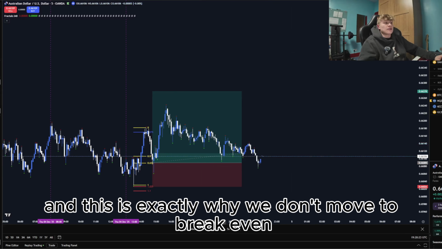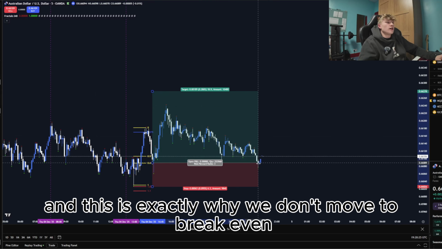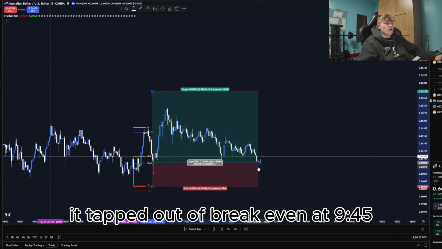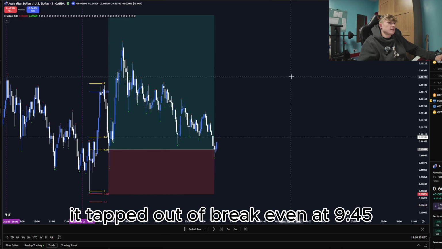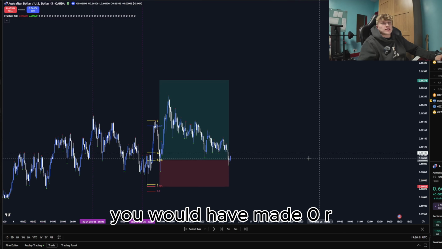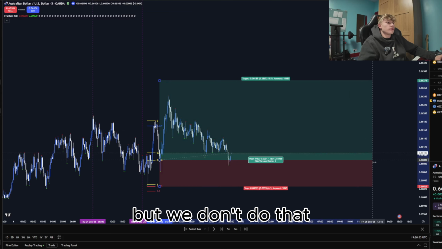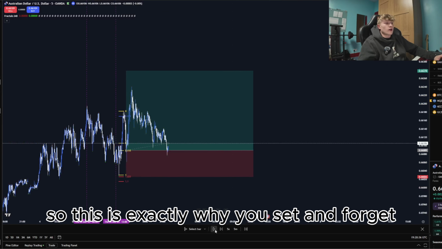Now, this is exactly what we've seen in the backtesting, and this is what happens a lot, and this is exactly why we don't move to break even, because you can see it came down, it tapped out at break even at 9:45, and you would have been out. You would have made 0R unless you maybe took some partials, but we don't do that. So this is exactly why you set and forget.